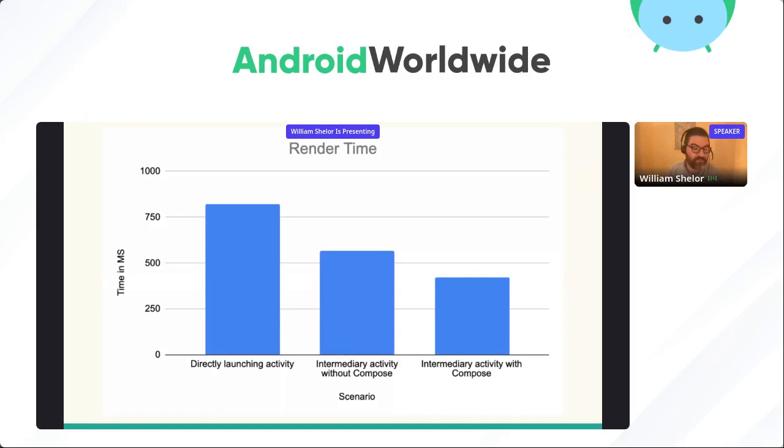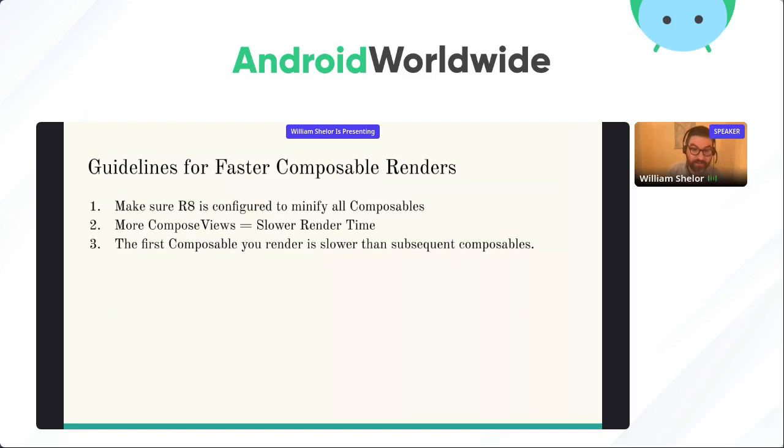So this brings us to our third lesson. For performance, the first composable that you render is slower than subsequent composables. So try to move it away from the screens where you need to render the most quickly. And whatever you do, don't put it within a recycler view, because then you'll be scrolling down and you'll suddenly get a ton of jank.